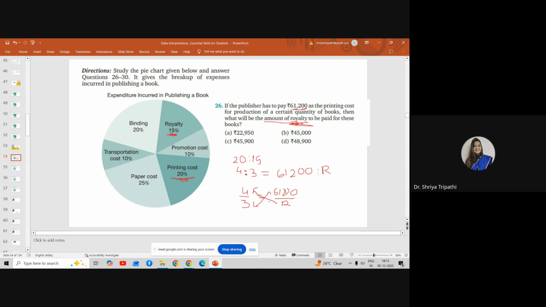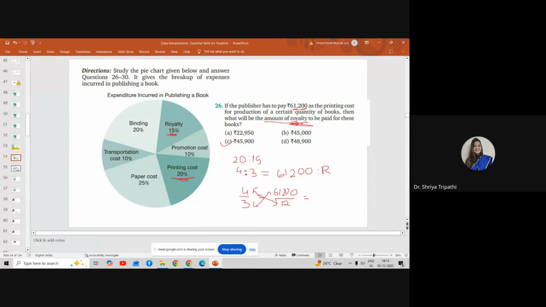Anyone? 45,900. 45,900, which is my answer number C. Are we getting the point, everyone? Are you able to follow it? Yes, ma'am. Now here we have to do a comparison. The answer over here, or when you see the data which is given in the form of a pie chart, it is in percentage. So that way we can use here the ratio and proportion.